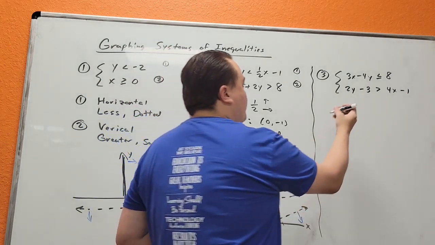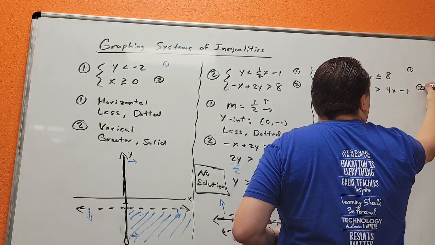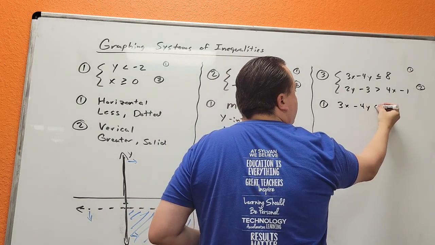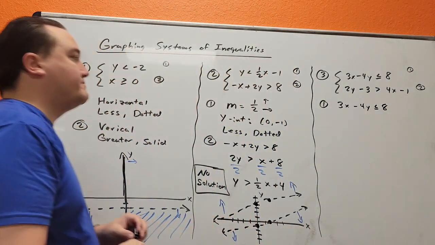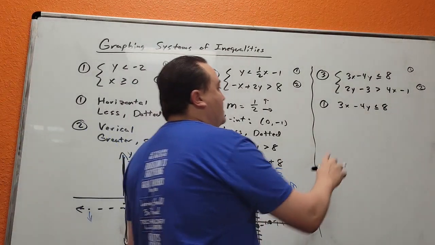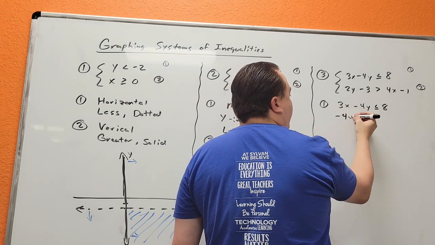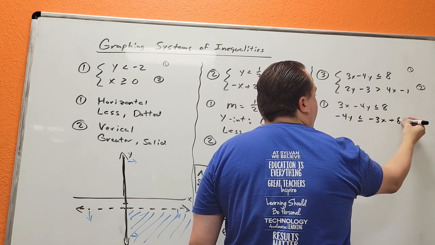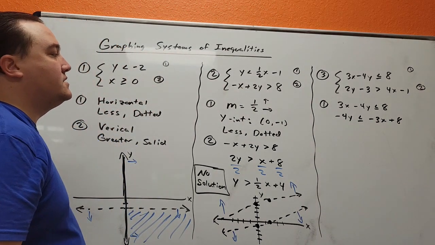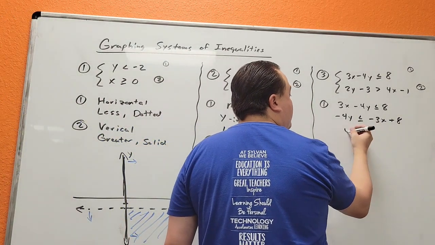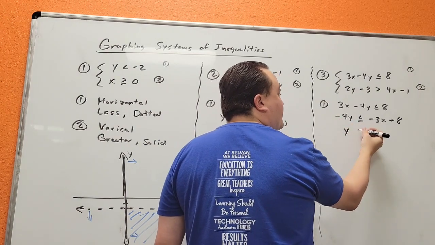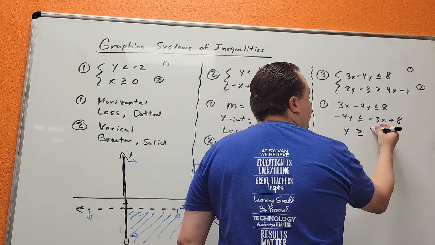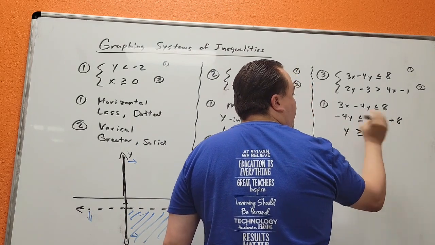Number 3. Title my equations 1 and 2. So for equation 1, 3x minus 4y is less than or equal to 8. We can minus 3x over, so negative 4y is less than or equal to negative 3x plus 8. Divide each by negative 4. Since we divide by a negative number, this sign flips. It's now greater than or equal to. Negative 3 over negative 4 would be just positive 3 over 4 x. 8 divided by negative 4 is negative 2.